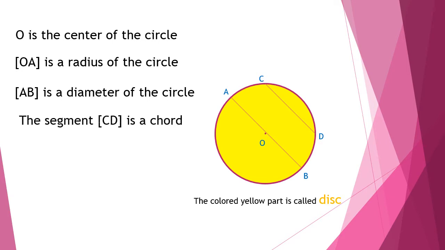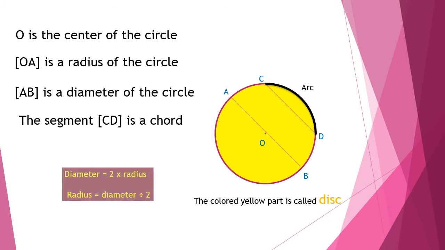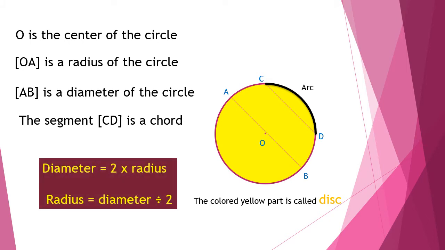CD is called a chord. The chord is a segment that cuts the circle in 2 points but doesn't pass through the center. And we have an arc CD. Now, you must study that diameter equals 2 times radius, and the radius equals diameter divided by 2.